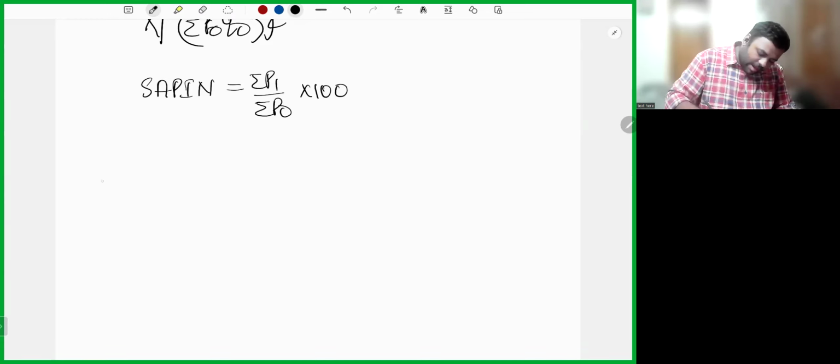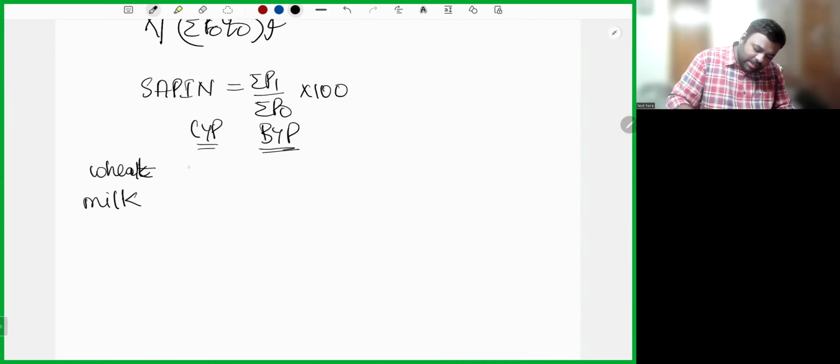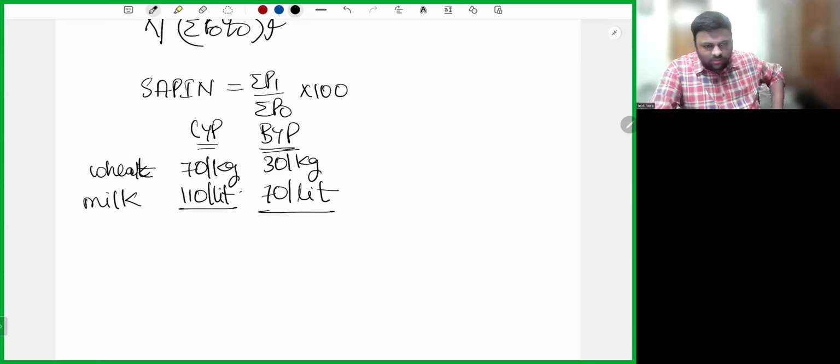Yes. I'm having two commodities, wheat and milk. Current year price, base year price. Current year price is 70 rupees per kg. Here it is 110 rupees per liter. In base year, it was 30 rupees per kg. Here it was 70 rupees per liter. Now, what is the total of current year price? Can you tell me? What is the sum of current year price? And what is the sum of base year price?